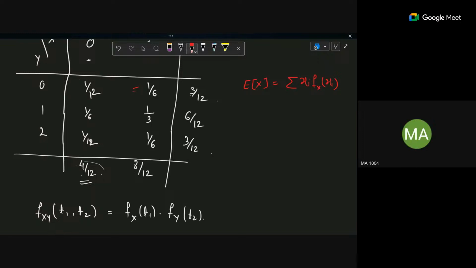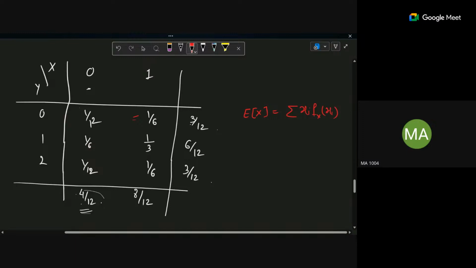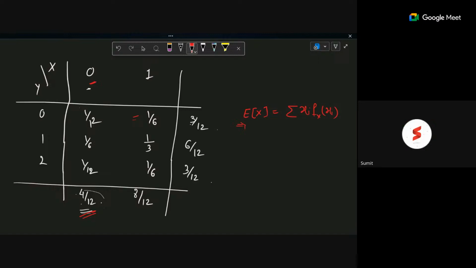Yeah, that's what we call coincidence. What if the values of X were 1 and 2? Then this is not the case, right? You have to go with the marginalization only. The formula for the expectation is xi into fX of xi. Here your X is taking value 0. That's why when 0 is multiplied with this 4 by 12, which is the sum of all these things, it becomes 0. What if your random variable had range 1 and 2? At that time, this would not be 0, right?